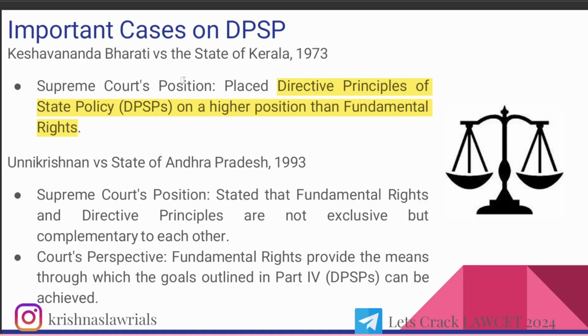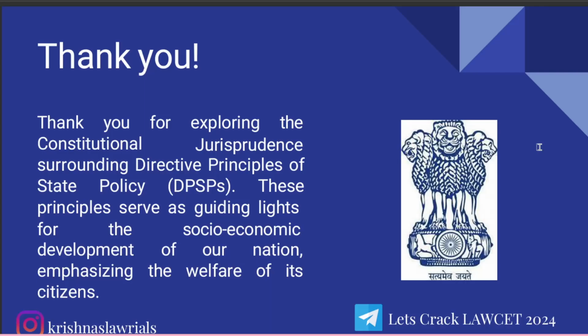Undi Krishnan versus State of Andhra Pradesh. So, Supreme Court's position stated that fundamental rights and DPSP are not exclusive but complementary to each other. They are not against each other, but they are complementing each other. The court's perspective was that fundamental rights provide the means through which the goals outlined in Part 4 can be achieved. So, they are saying fundamental rights help to achieve DPSP's goals, which are mentioned in Part 4. So we have completed DPSP.